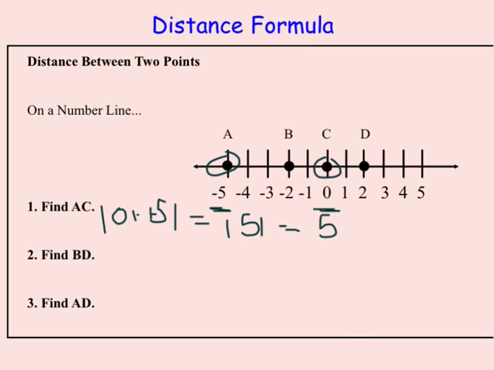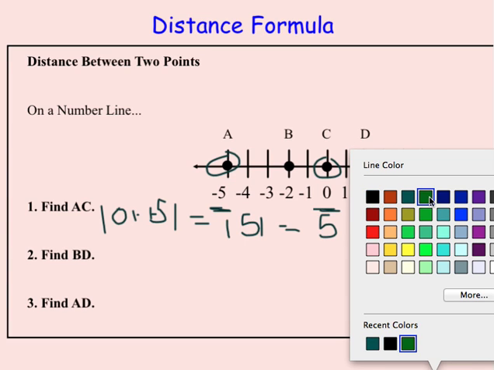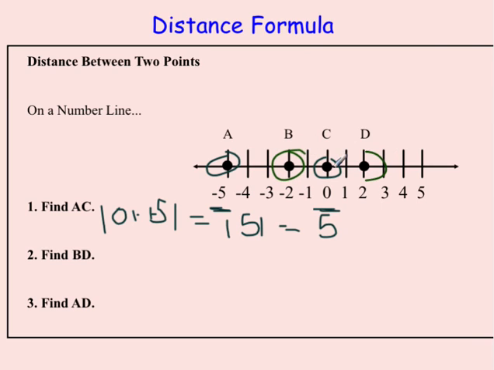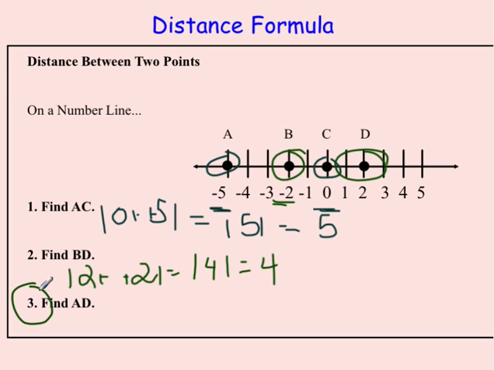Let's take a look at B and D. D is at 2, so I'm going to start at 2, and then I'm going to subtract off my farther left point, which is a negative 2. So I have 2 minus a negative 2, and that's going to become plus a positive. So then I get the absolute value of 4, which is 4. If you got a negative, let's say you got a negative 4 in there, the absolute value of a negative 4 would just be 4, so it's not any different. I want you guys to go ahead and try number 3 on your own.